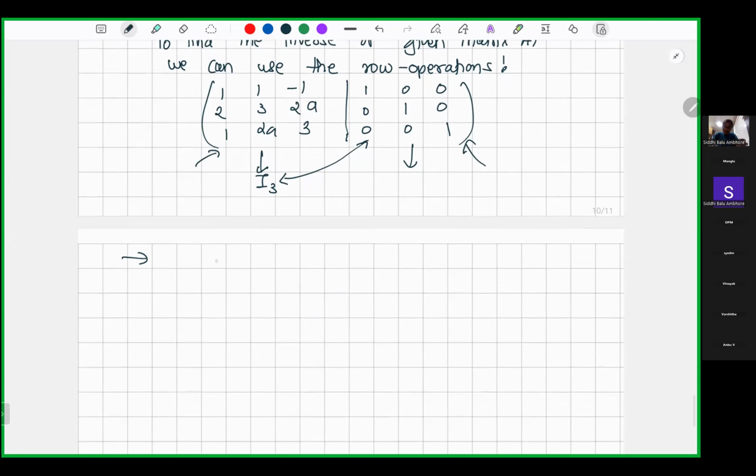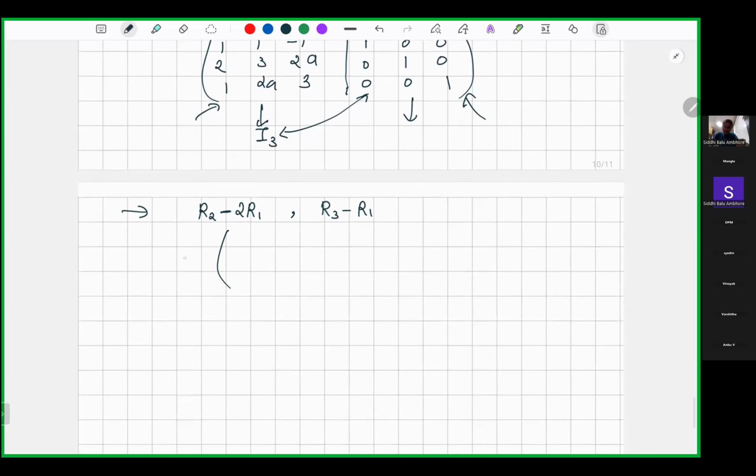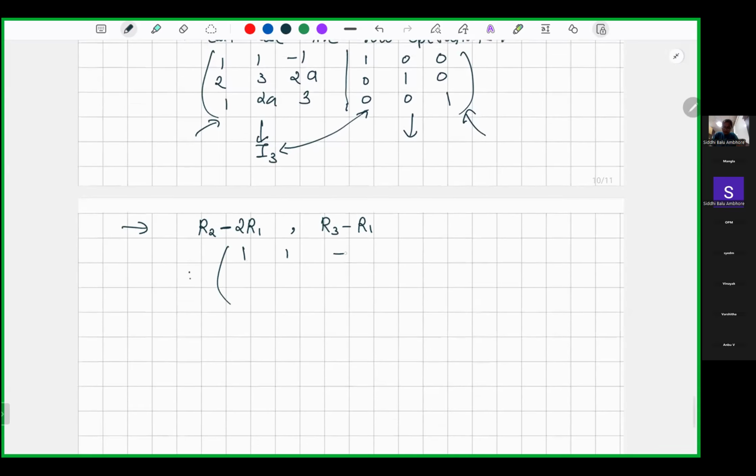So let us make this. We have to make this 0 and this 0. Okay, so we will do R2 minus 2R1 and R3 minus R1. And this will give me 1, 1, minus 1. This 0, 3 minus 2, 1. This 2a minus 2, so this is 2a plus 2.